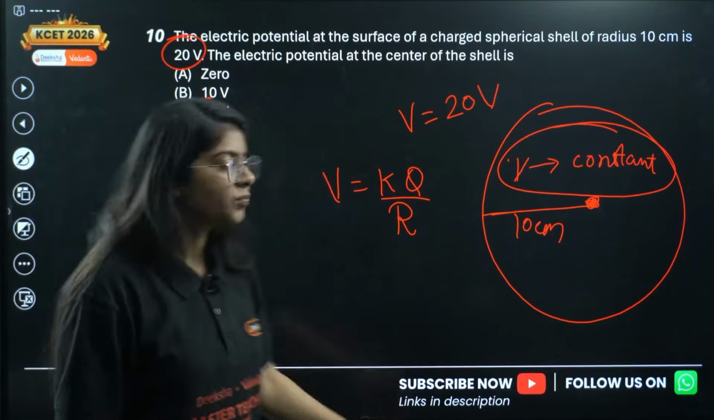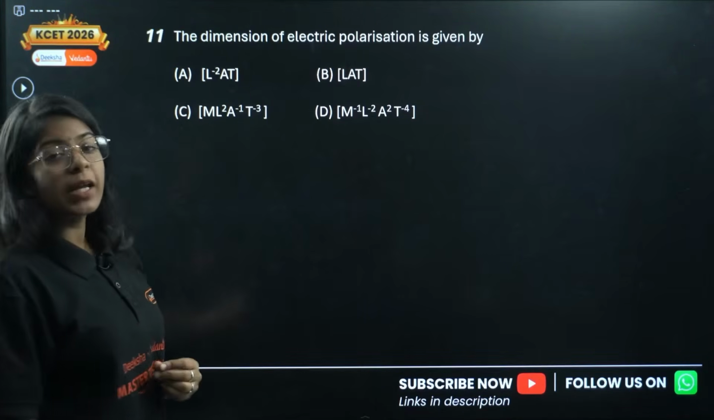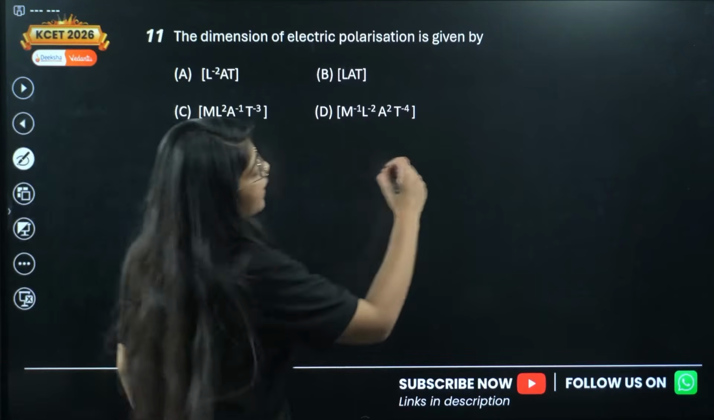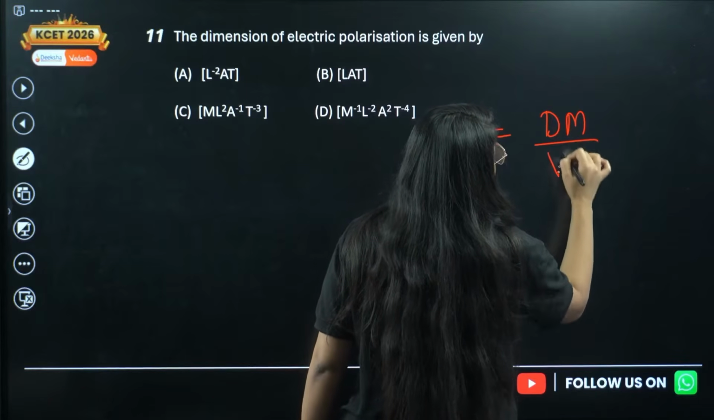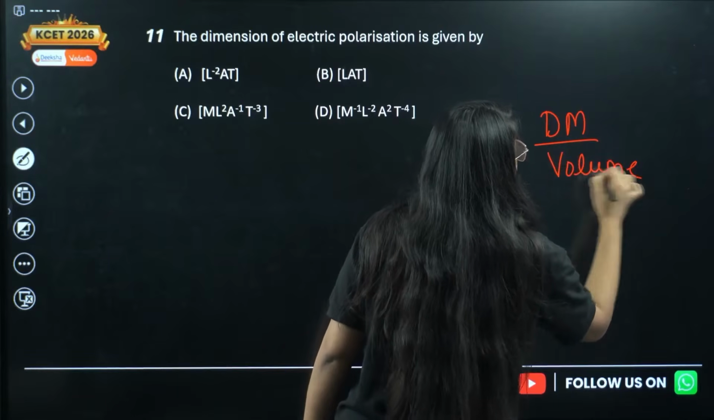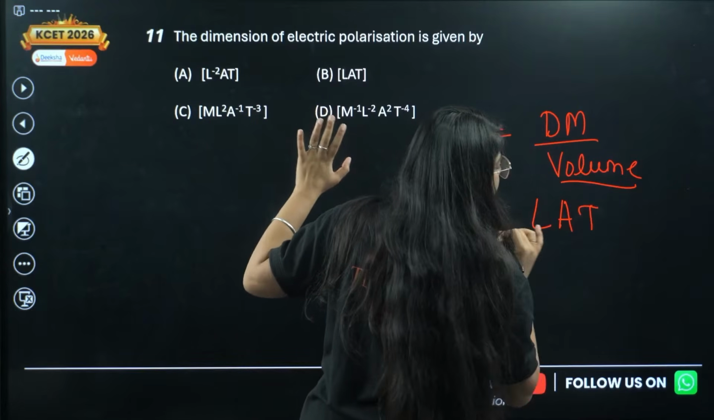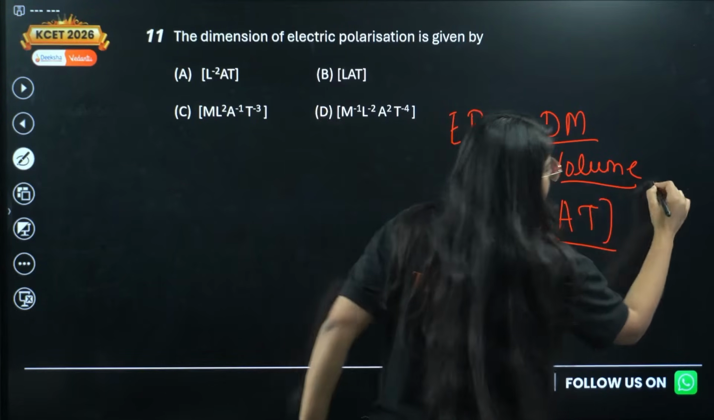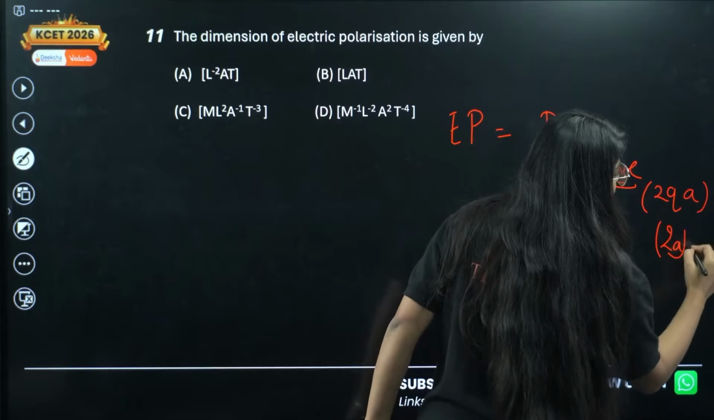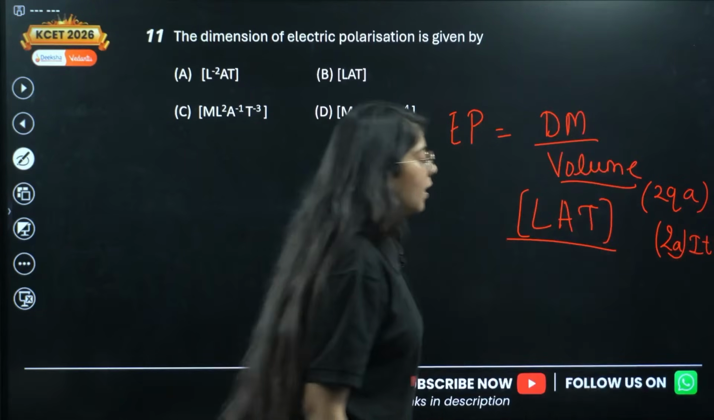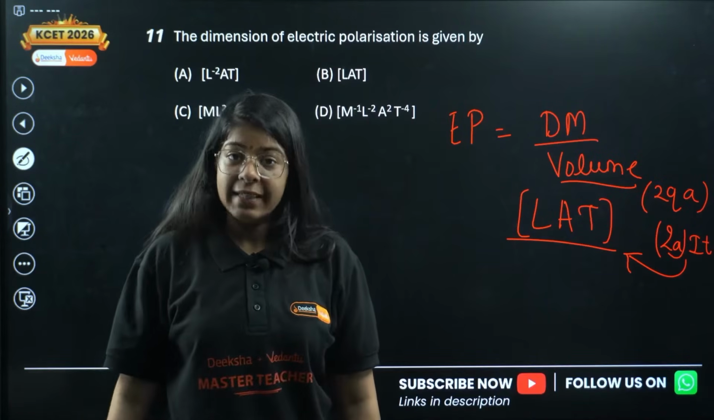Understood? Okay? Okay. Next question, 11th one. The dimension of electric polarization is given by. So, what is electrical polarization? Electrical polarization is nothing but dipole moment divided by volume. Correct? So, dipole moment, how will we write? Dipole is LAT. Correct? Length into charge, just like we saw 2QA. 2A is my length, Q is I into T. I will be ampere, T will be time. So, for this the dimensions will be LAT, correct.